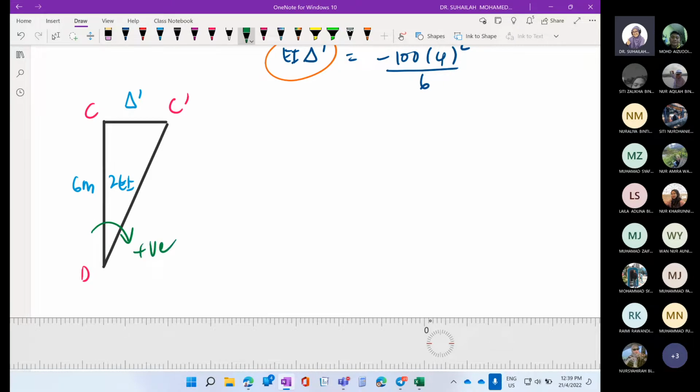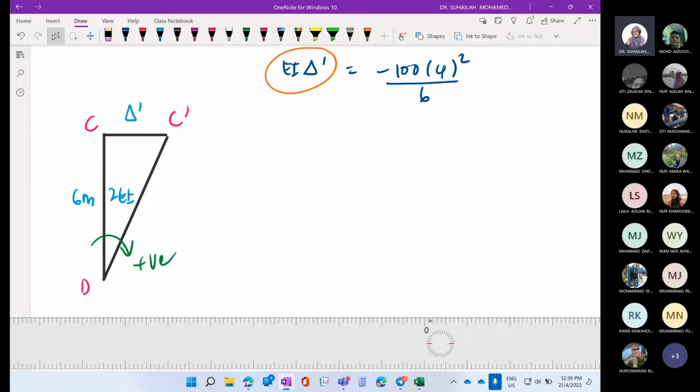Positive angle means negative FEM. Okay, so having this triangular, we continue to calculate FEM for CD, which is equal to FEM for DC. Okay, FEM for DC.